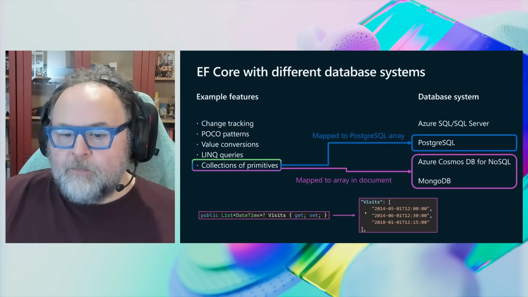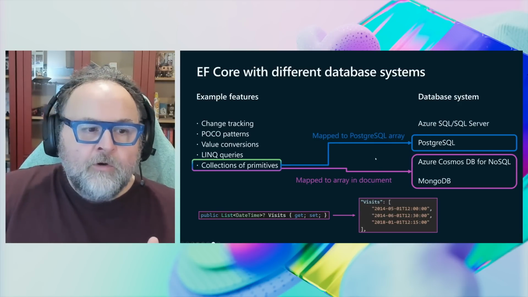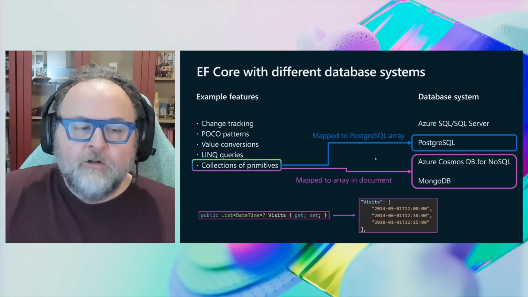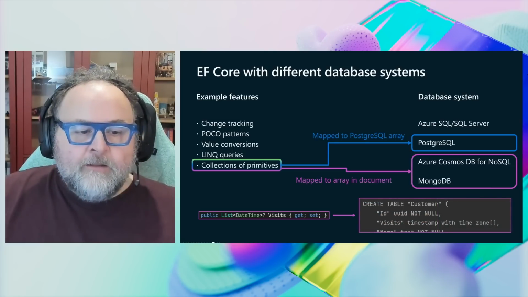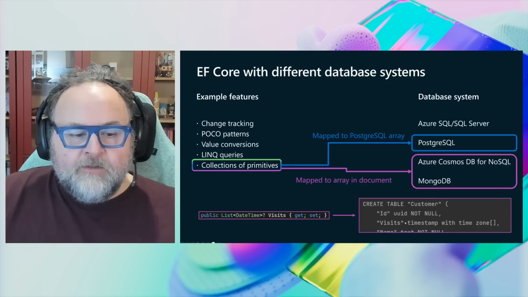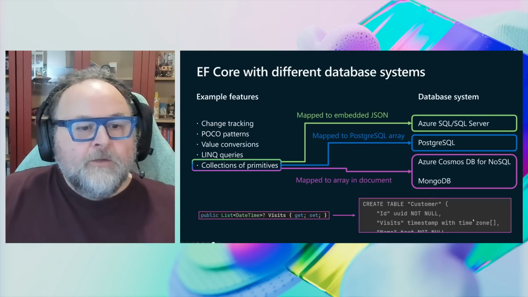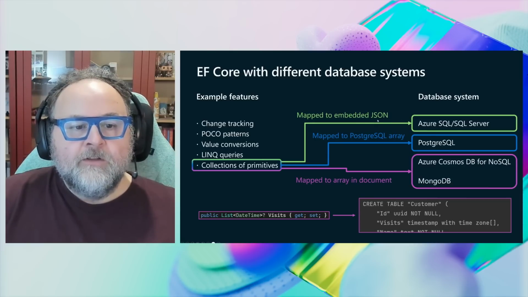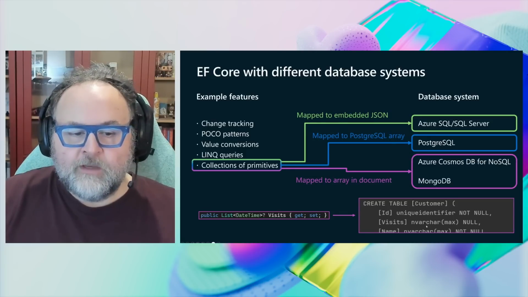Postgres doesn't have a one-to-one mapping, but it has direct support for arrays. So I can put an array of values into a column in Postgres, and we'll look at that in a second. In this case, the mapping involves creating a table where the visits column is the appropriate type, with square brackets on it to indicate it's an array. If we're going to Azure SQL, it doesn't have native arrays, but it can support embedded JSON. So in this case, we map it to embedded JSON, and the column is just a string column.